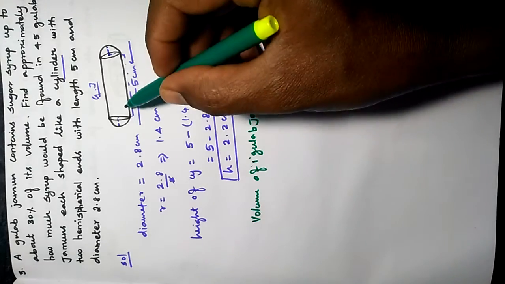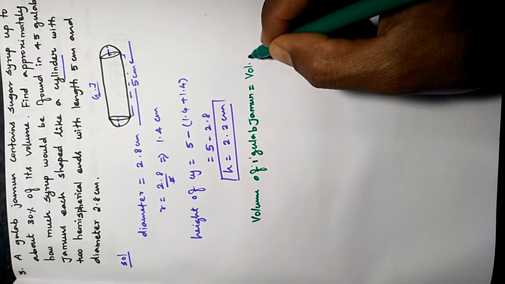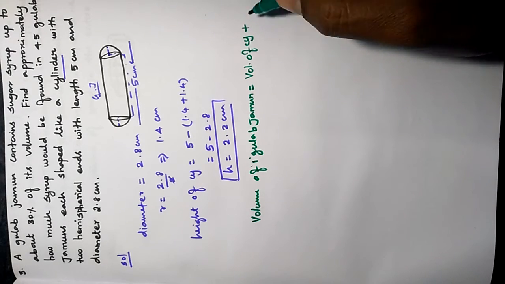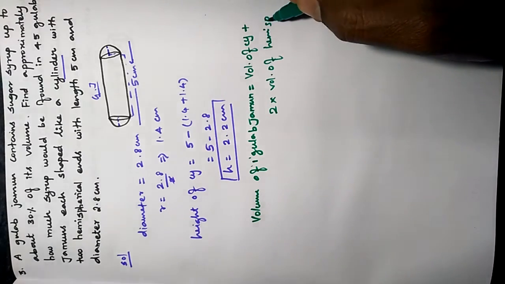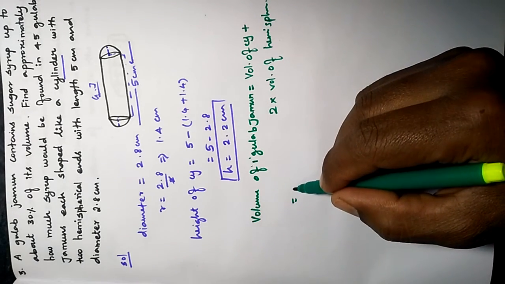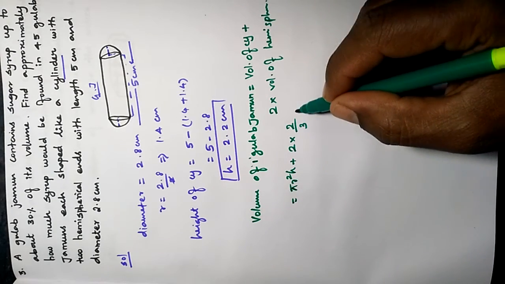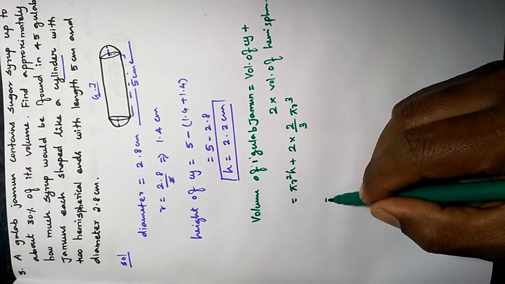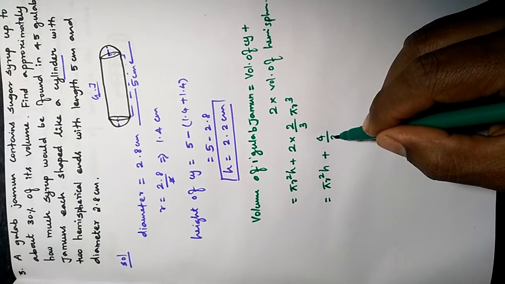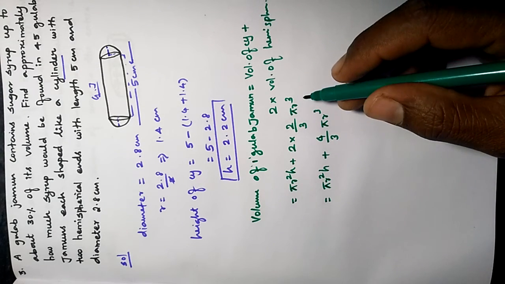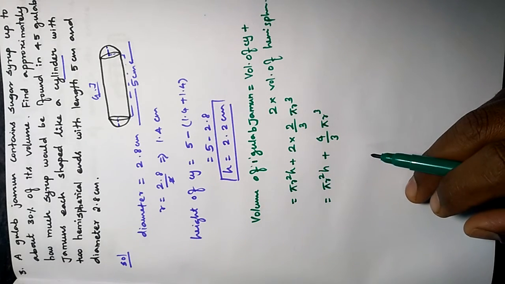jamun equal to, in one gulab jamun there are three shapes, two hemispheres and one cylinder. Therefore volume of cylinder plus 2 into volume of hemisphere, right? So the volume of cylinder formula we know, pi r square h, plus 2 into the volume of hemisphere formula 2 by 3 pi r cube. Let's simplify. Pi r square h plus 2 into 2 by 3 pi r cube. Let's apply the given values now, then see what we will get.